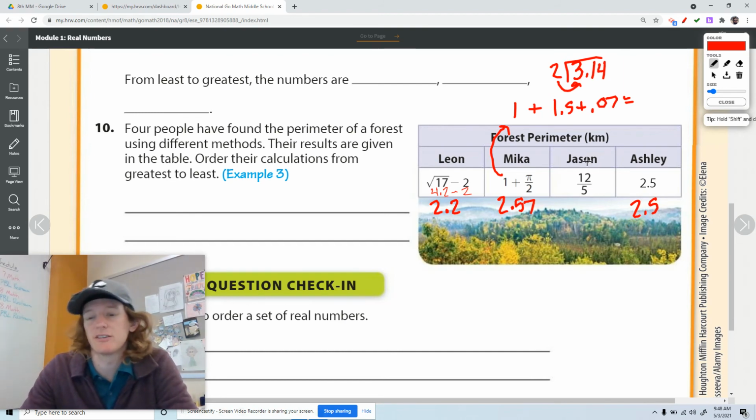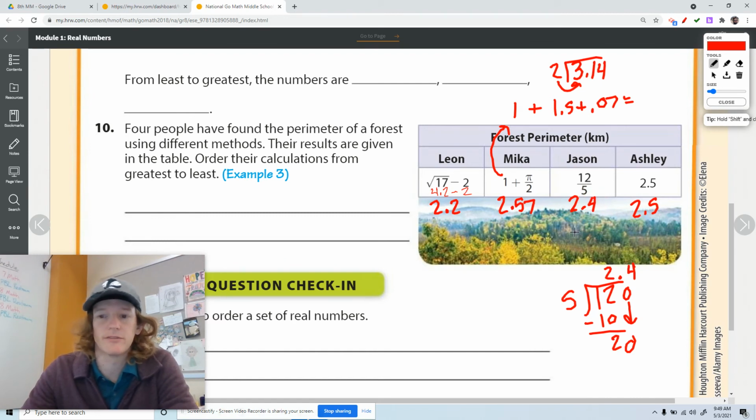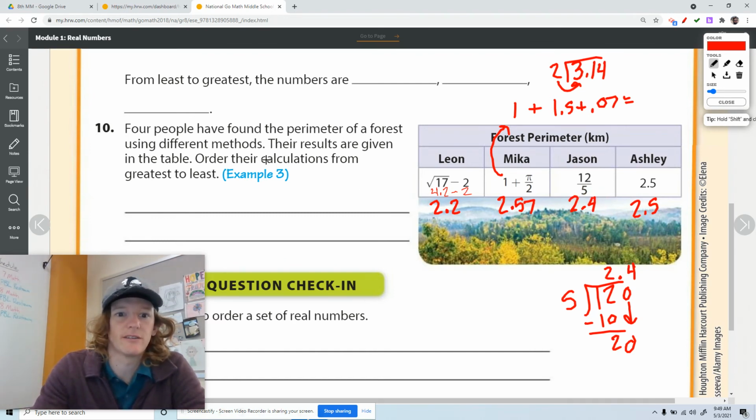And let's change Jason's to a decimal. 12 divided by 5. 5's in 1? Nope. 5's in 12? 2. 10. Not done. Bring down the 0. 2.4. So we've converted these to decimals. The results are given, and we need to order them from greatest to least.